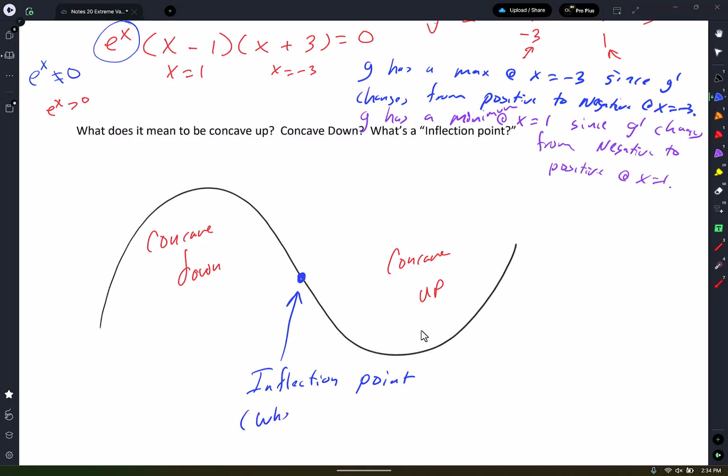So an inflection point is just where concavity changes. Parenthesis, where concavity changes. Nothing crazy. How do we feel? Are we okay?